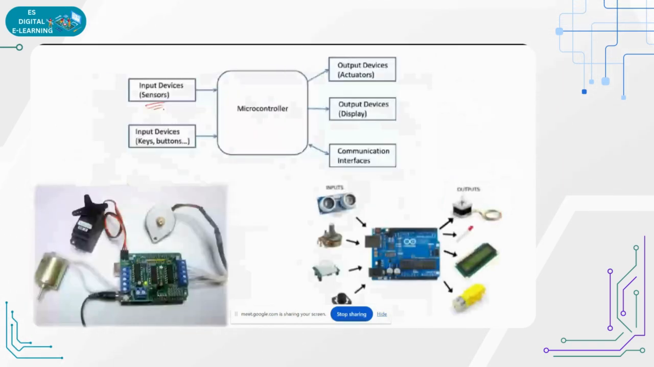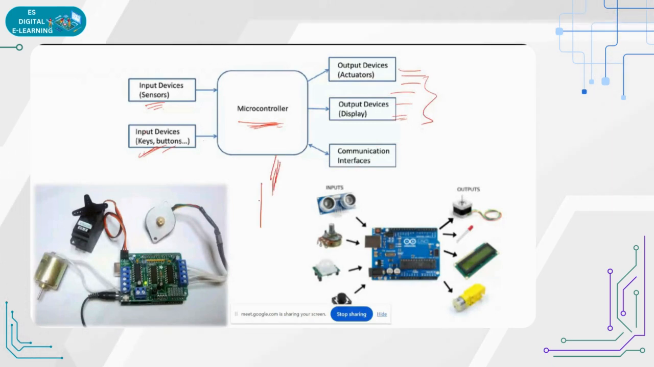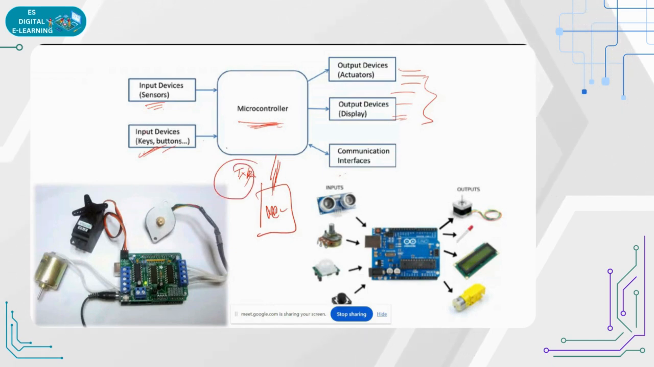So the input devices are the sensors, whether it is an analog sensor or a digital sensor, and sometimes we use keys or buttons to give data to the controller, and the actuators, motors, or displays will be the output, whatever we discussed now. And for communication interfaces, to communicate with another microcontroller you have the communication interface, because to transfer messages, whether transmitting data or receiving data, that can happen. So that is a communication interface.